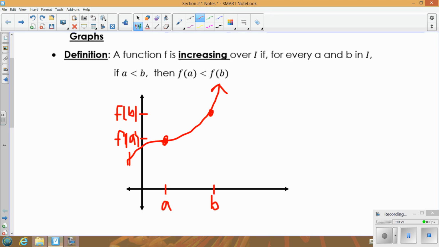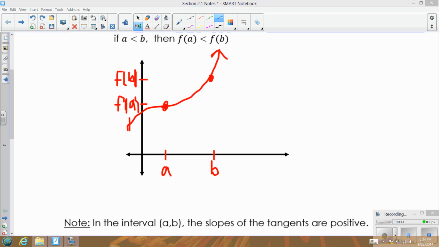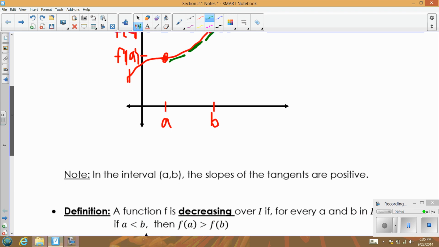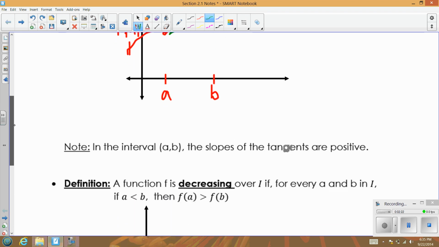So as you move left to right, you want to think of this almost as going uphill as you move left to right. Notice too, if I were to draw tangent lines on here, if I pick points in between this interval and sketch tangent lines, you can see that the slopes of all of these tangent lines are always going to be positive. So if a function is increasing, the derivative is always going to be a positive number, because remember, derivatives represent the slope. That's what's noted down here: in the interval a to b, the slopes of the tangents are positive.